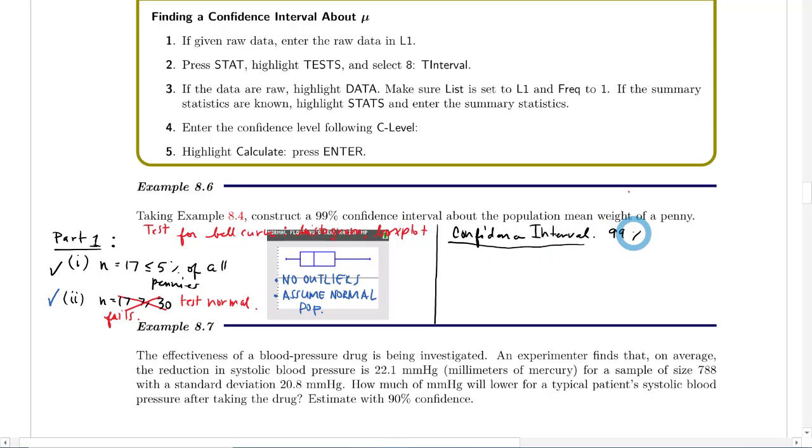Okay, and we were looking at 99%. So what you want to do is go into the calculator and go to T interval, and go ahead and enter a data, right? Everything is in data. We're not going to put in the distribution because we have raw data, so you always pick data and just pick the list that your data is in.